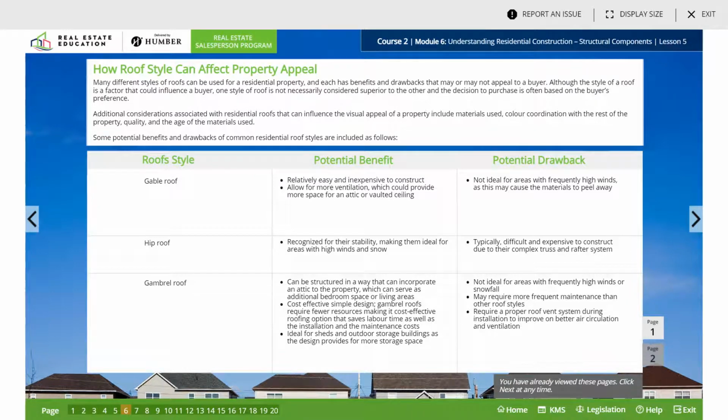Alright, how roof style can affect a property's appeal. Many different styles of roof can be used for a residential property. Each has benefits and drawbacks. Although the style of a roof is a factor that can influence a buyer, one style of roof is not necessarily considered superior to the other, and the decision to purchase is often based on the buyer's preference. I'm going to skip this.